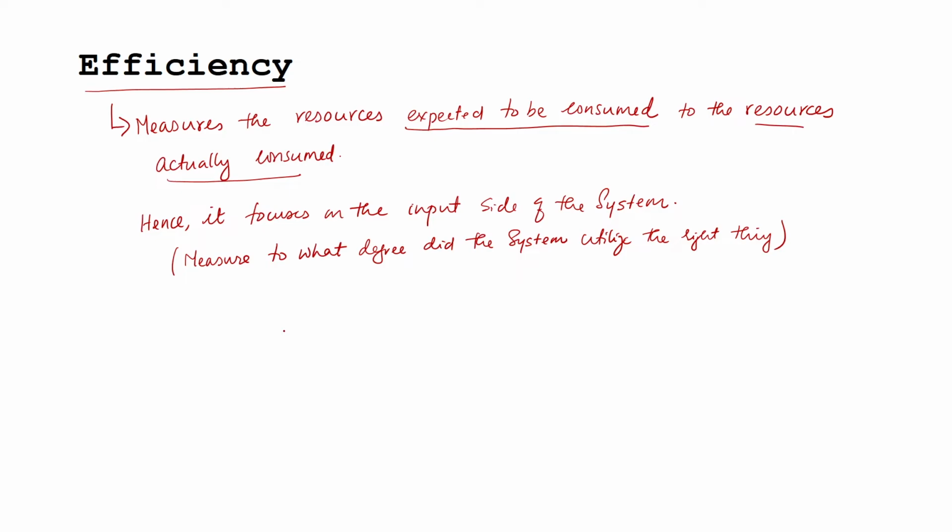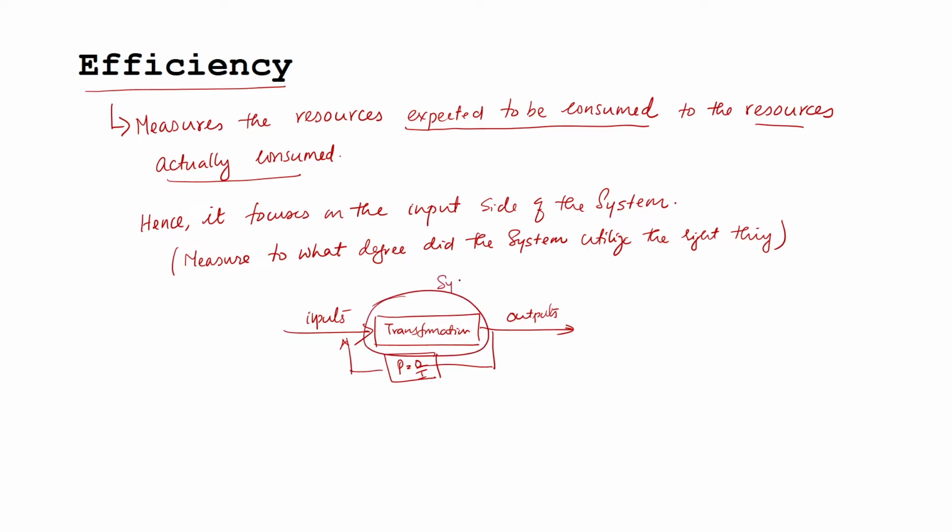So, if you remember, you have inputs and you have the transformation process and you have the outputs and we had the feedback, productivity, and we called this as the system. So, the efficiency is here.